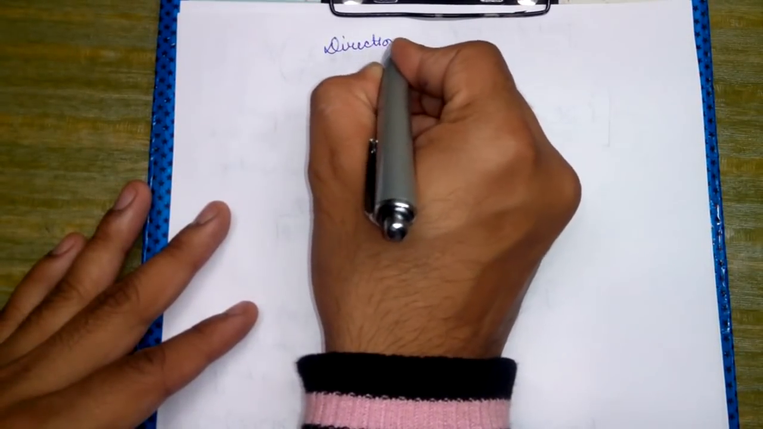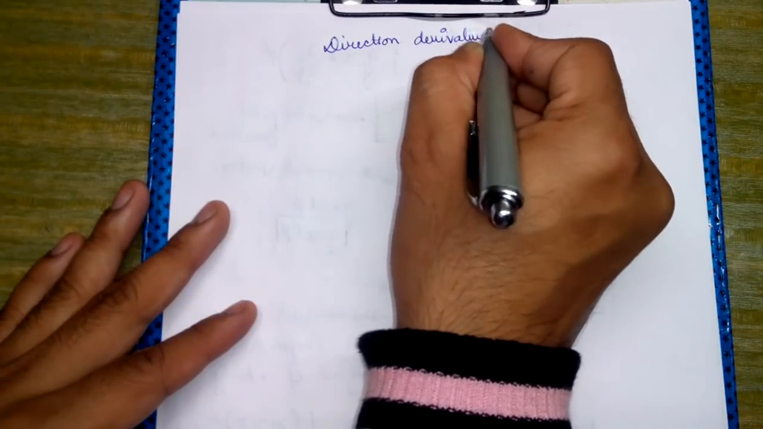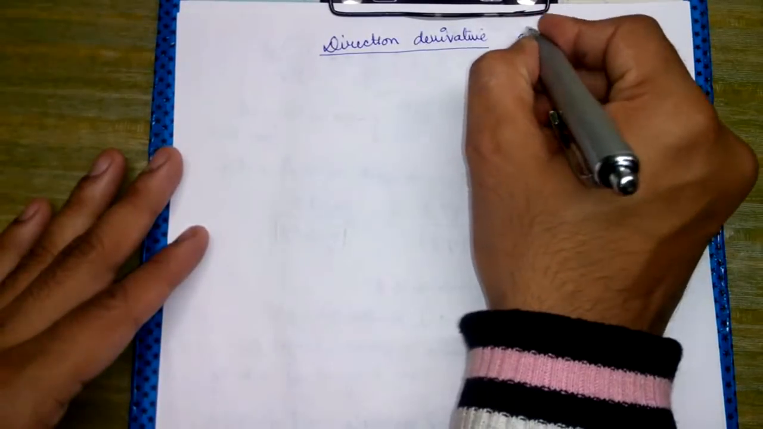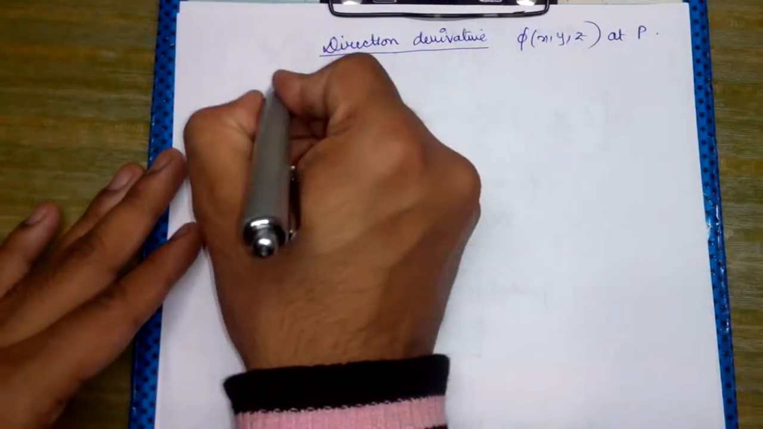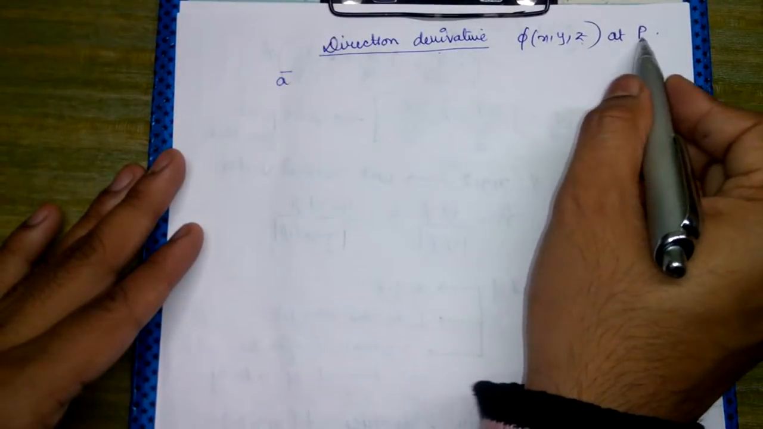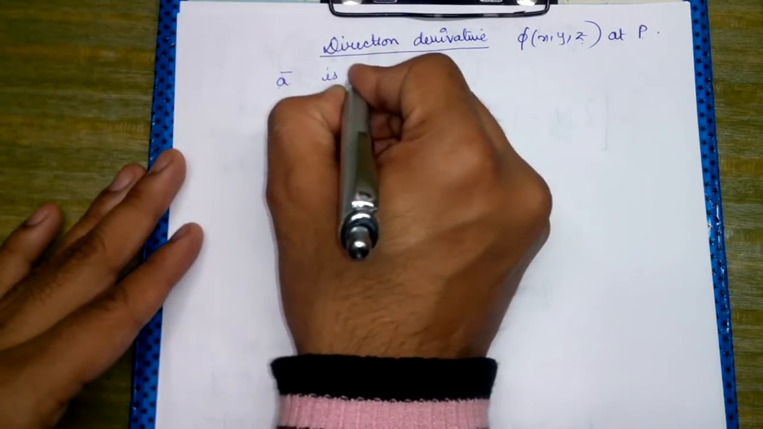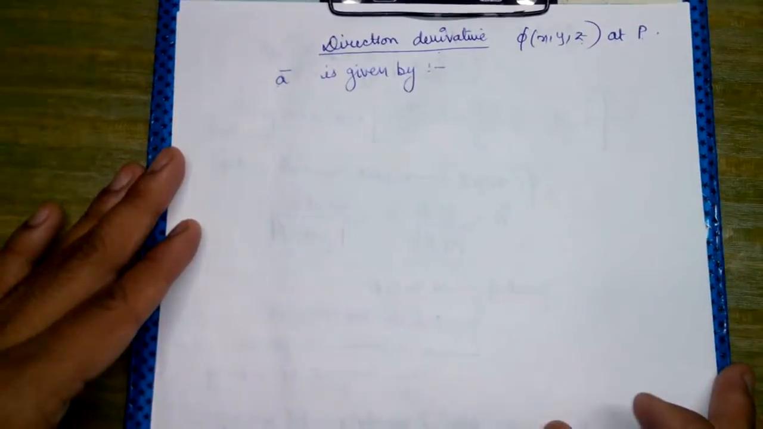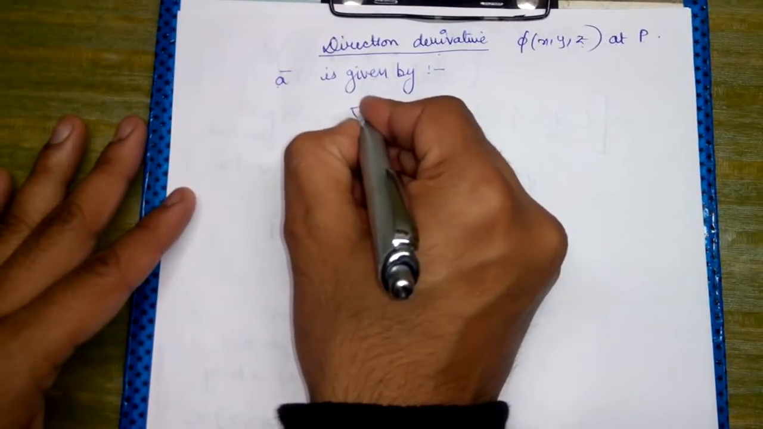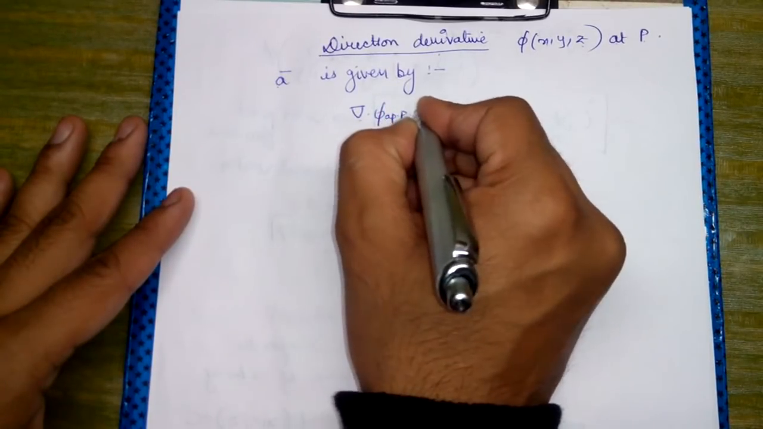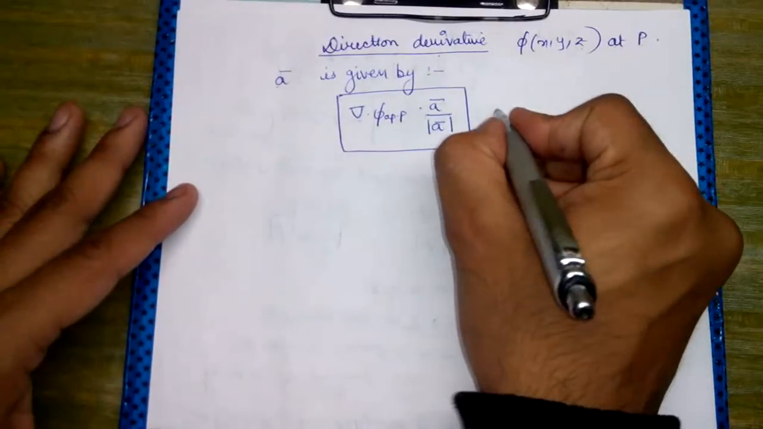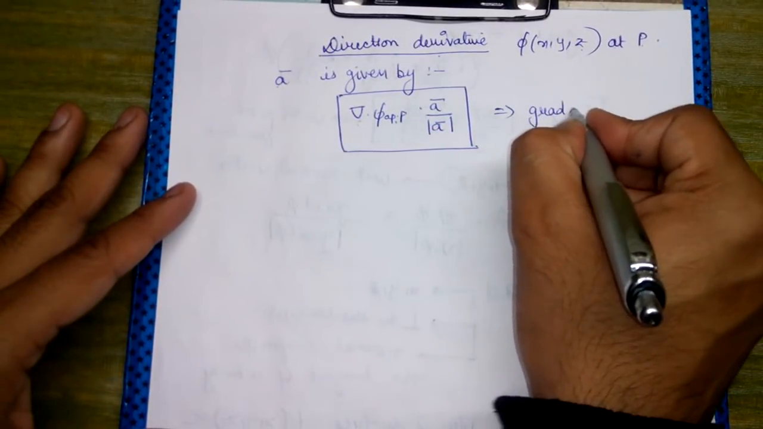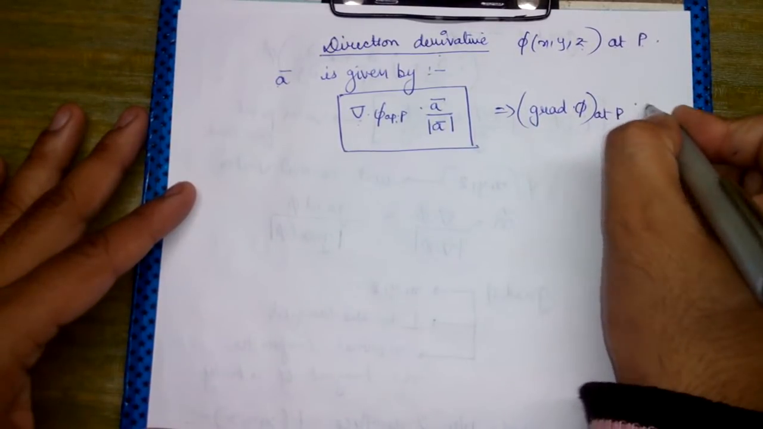Okay, now we will study a topic on directional derivative. The directional derivative of a surface, say phi of x, y, z, at a point P in the direction of a vector A is given by nabla phi at the point P dot vector A upon its magnitude. So this is a very, very important formula. First, we are going to find the nabla phi, which simply means the gradient of phi at P, multiplied by a unit vector.